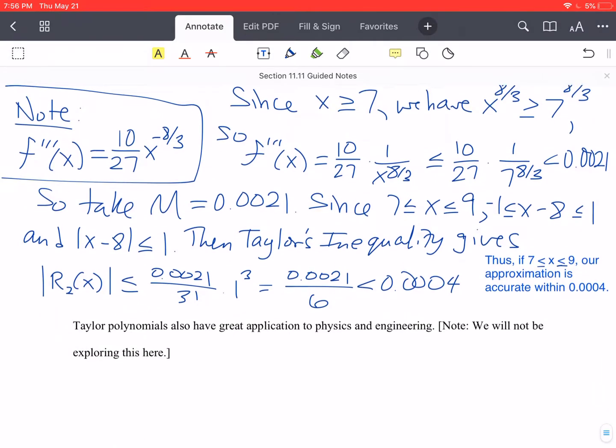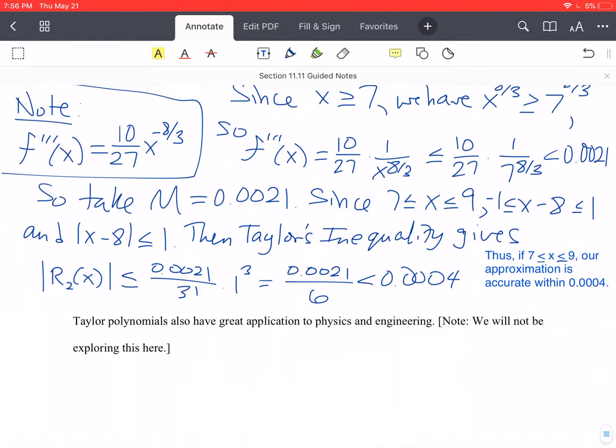And then the note here at the bottom just mentions Taylor polynomials also have great application to physics and engineering. You see a lot of those if you go into those fields. But we're not going to take the time to explore that here because I'm sure I've already melted your brains over the last few sections with all of these series going on. But if you are curious, you can go take a look in the book. A lot of interesting stuff in there with a lot of interesting mathematicians behind it throughout history.